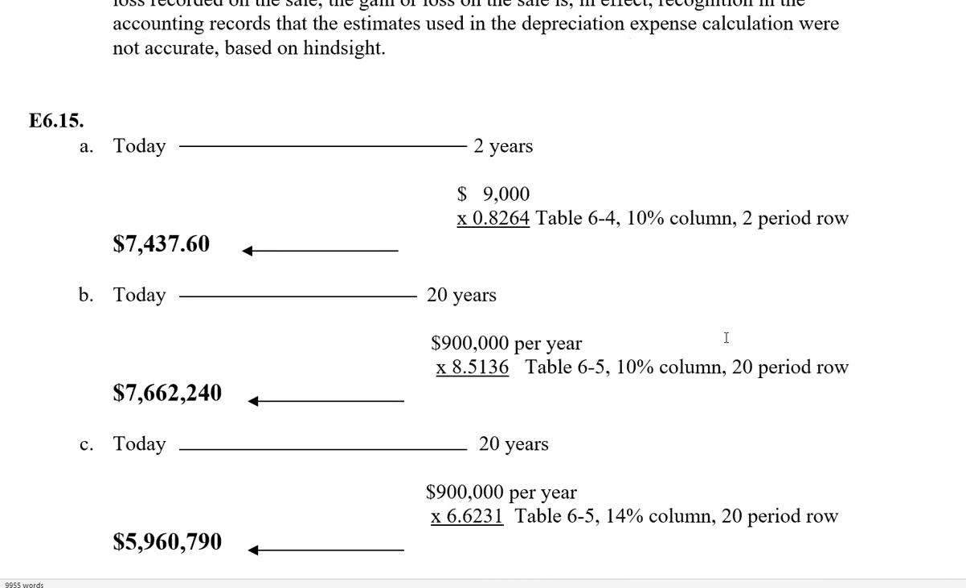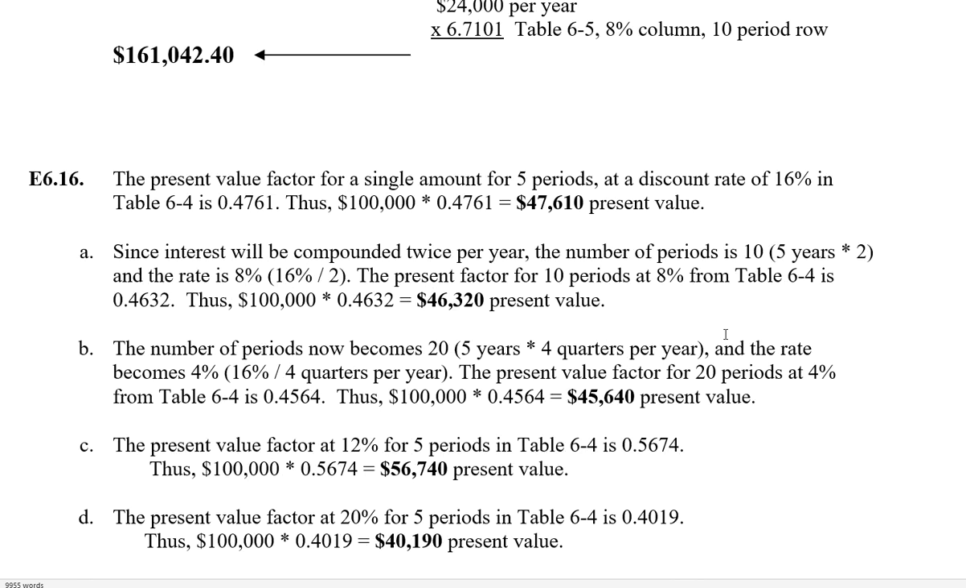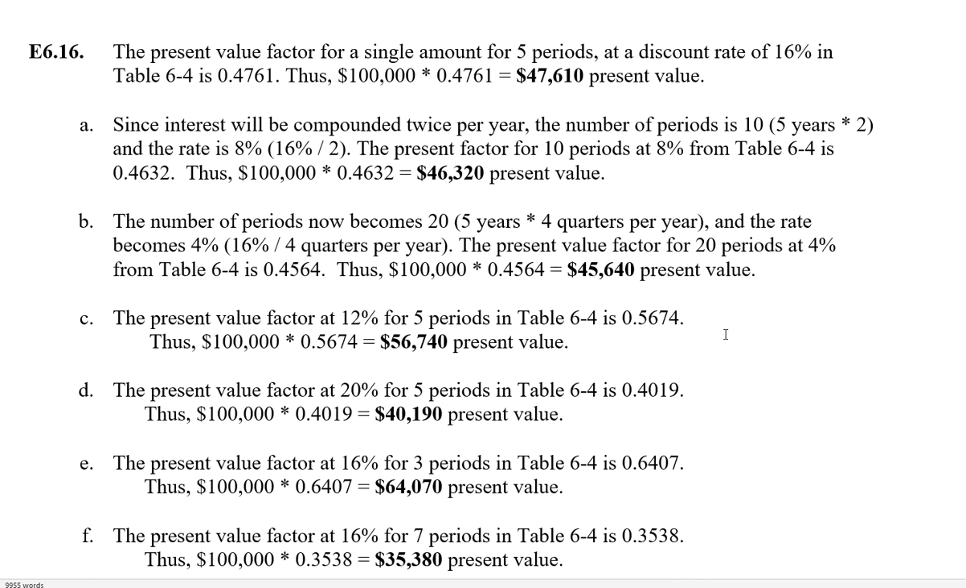If you go over here to 616, now this is just calculating the present value of an amount of money. In this case, 100,000. We got 5 periods. We got an annual rate of 16%. And so we went to table 6.4 right here, and we got this factor, 4761. And they multiplied it times the 100,000 to get the present value of this particular amount of money over 5 years. The reason I say years is because this is an annual rate, that's 16%.